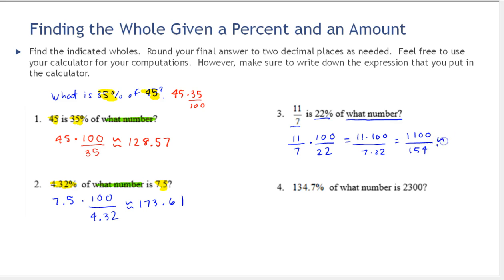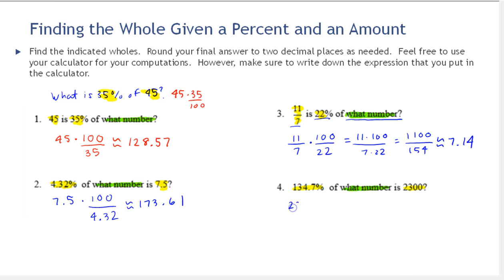So approximately 7.14. And now we have a last one. 134.7% of what number is 2300? So of what number means we're looking for the whole. And notice in this case, we have that our percentage is larger than 100%. So 2300 is going to be larger than our whole. Our whole is going to be smaller because this is a larger percent.